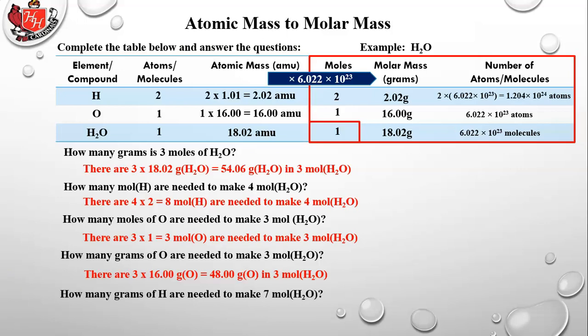Finally, how many grams of hydrogen are needed to make 7 moles of H2O? If we look there, we see to make 1 mole of H2O, we need 2.02 grams of hydrogen. You look in the hydrogen row, H row, and in the molar mass grams column, and they intersect at 2.02 grams of hydrogen. So if you want 7 times that many moles of water, you need 7 times 2.02. So 7 times 2.02 grams of hydrogen equals 14.14 grams of hydrogen needed to make 7 moles of H2O.